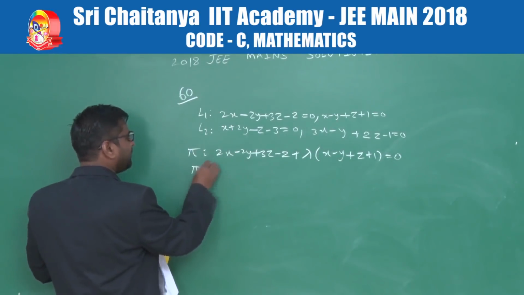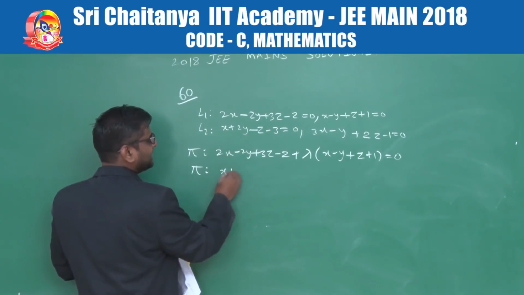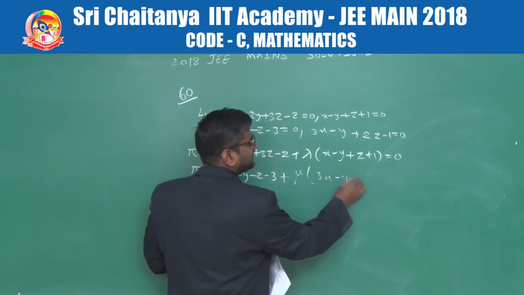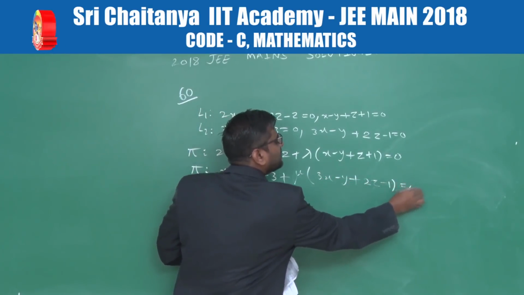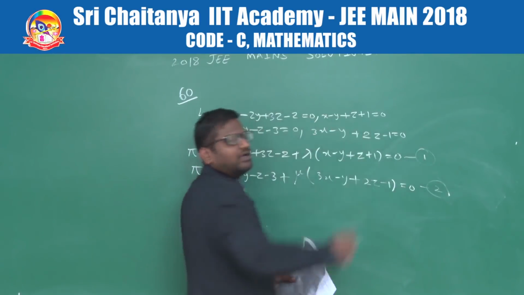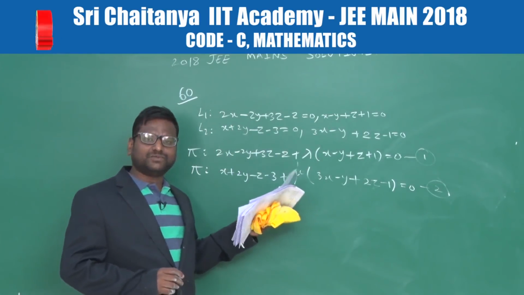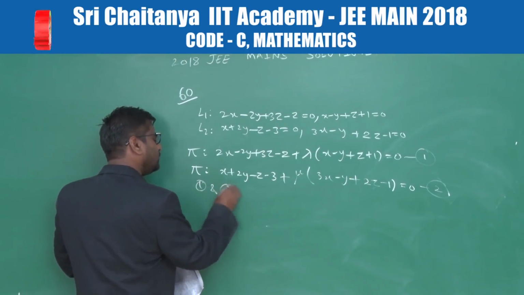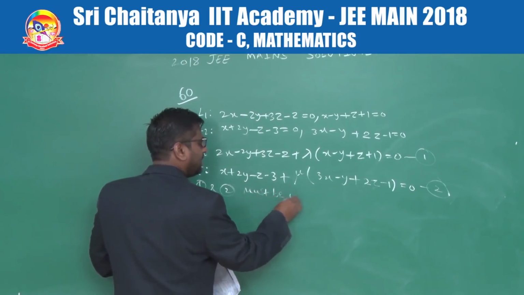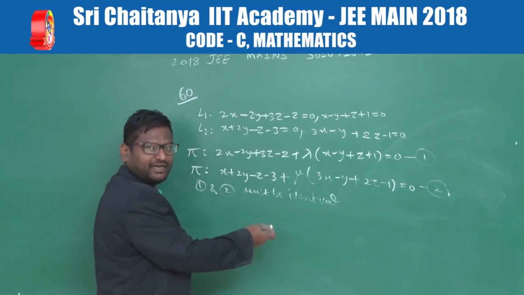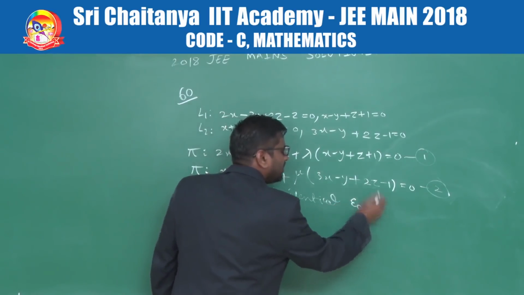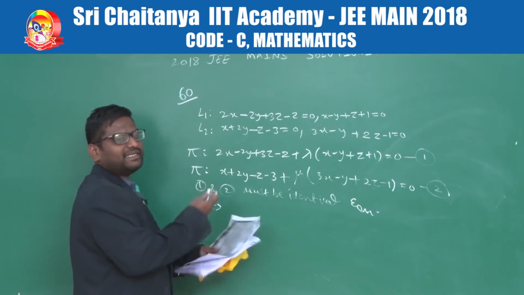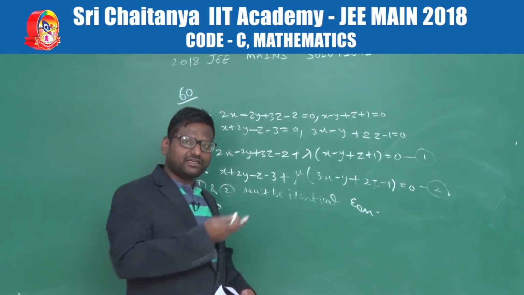In the same way, the required plane can be assumed as x plus 2y minus z minus 3 plus mu into, for example, 3x minus y plus 2z minus 1 equal to 0. But we are looking for the same plane, which means equations 1 and 2 must be identical, representing the same plane. Therefore, we will compare the coefficients of x, y, z and the constant.